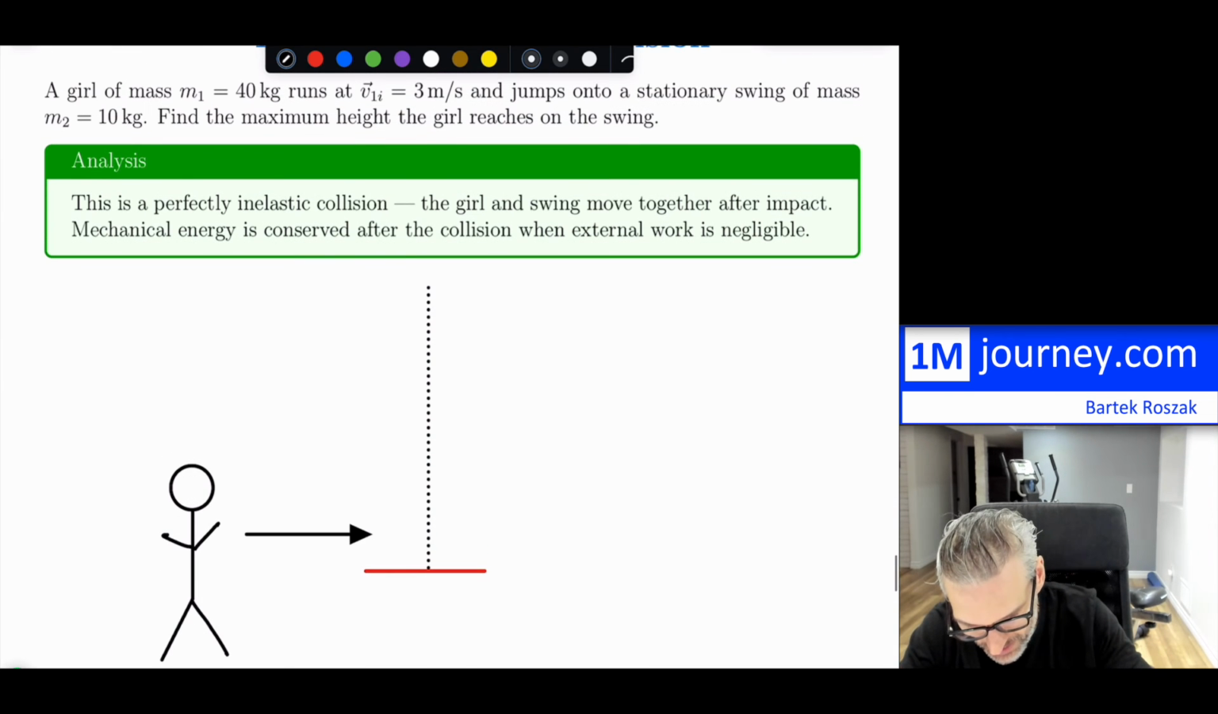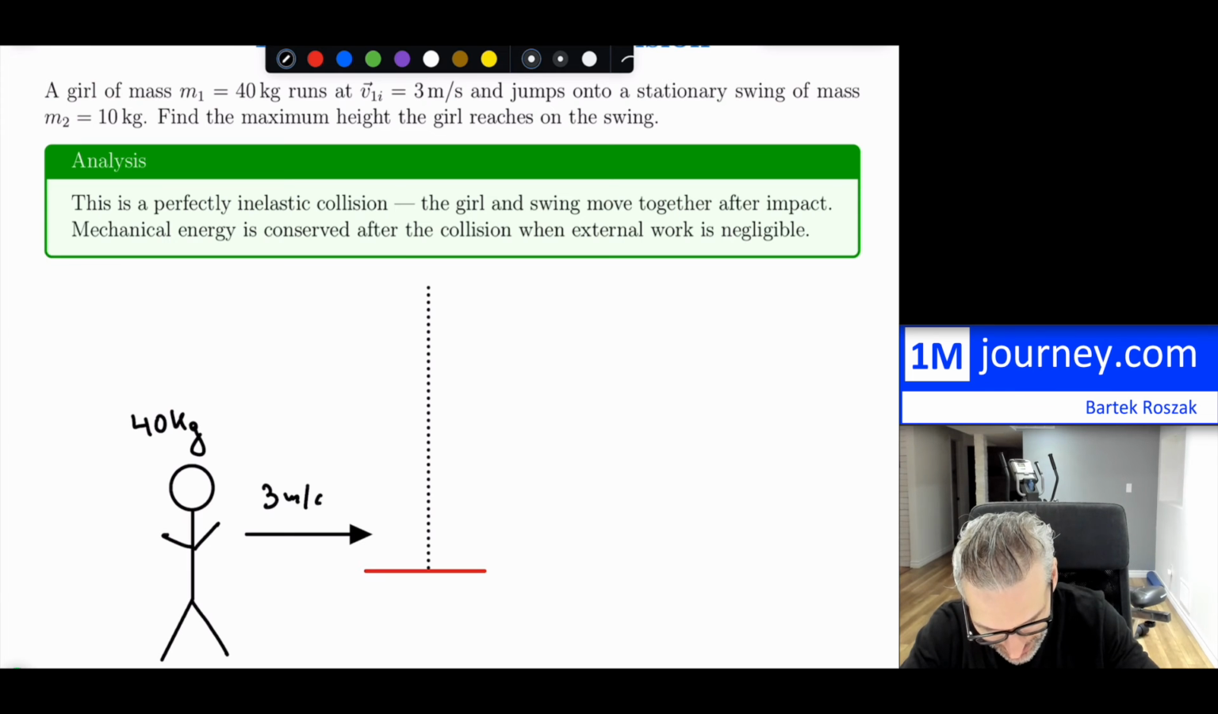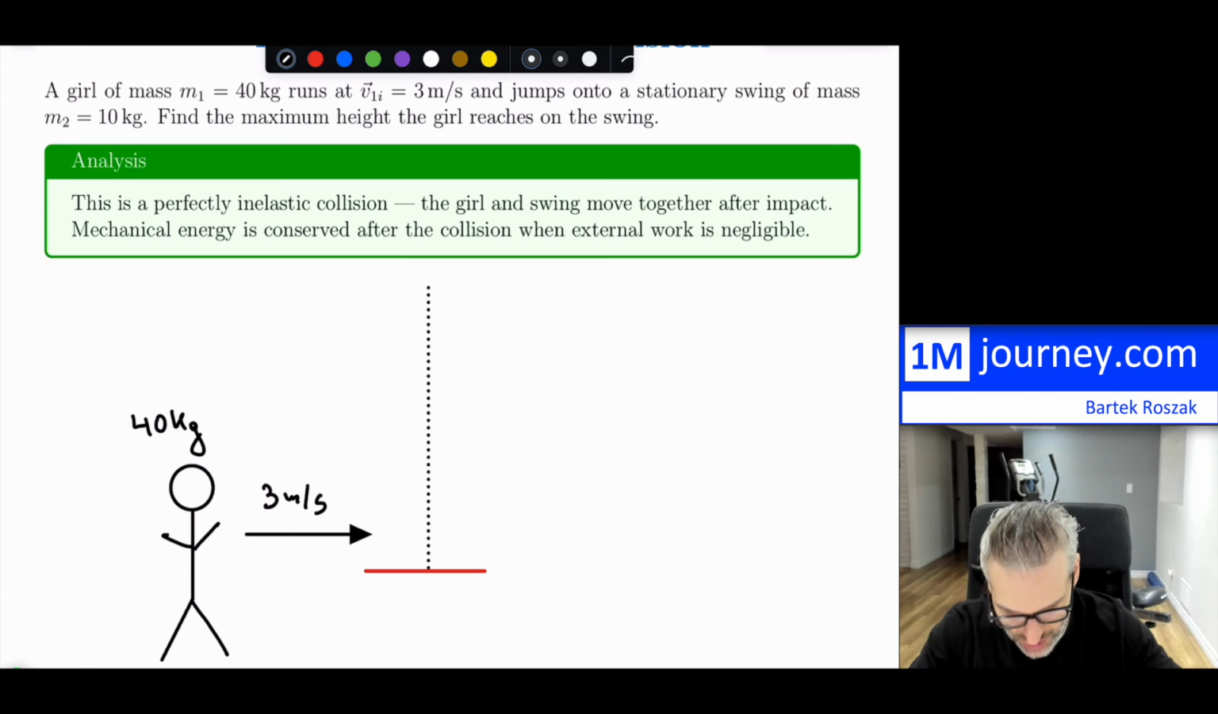So we have the mass. This is 40 kilograms for the girl. We know that she is running, so 3 meters per second. Then the swing itself has a mass of 10 kilograms. And here it says it's stationary, so this is at 0 meters per second initially.